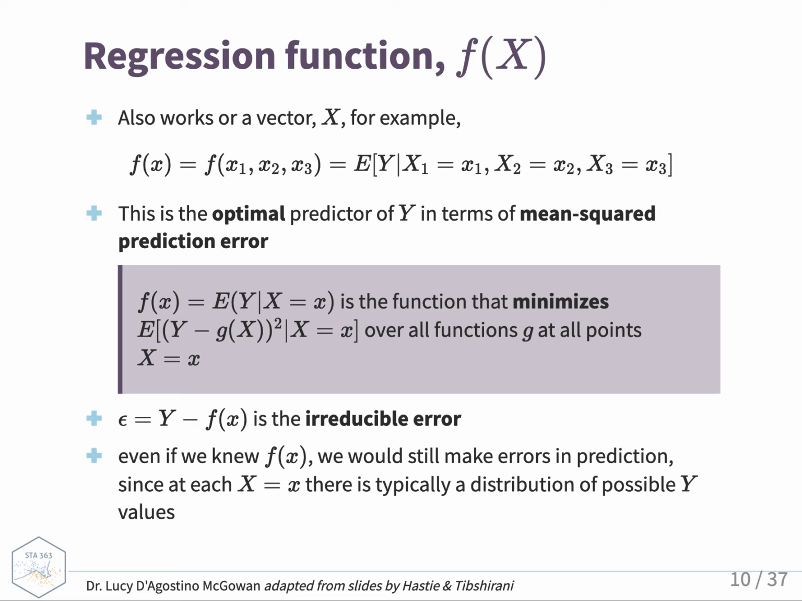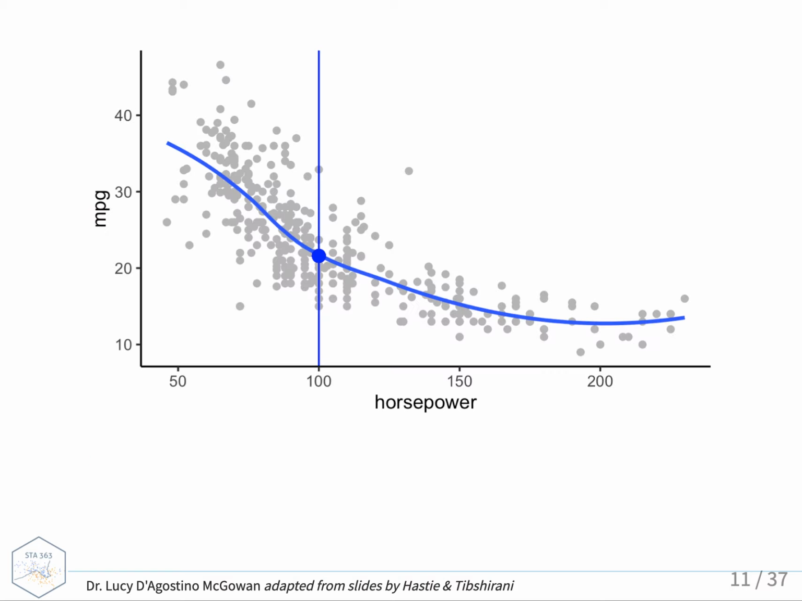And so the epsilon that we talked about before, that is y minus f of x, is called the irreducible error. Even if we knew f of x, we would still make errors in prediction, since each x is typically a distribution of possible y values. So it is important to know that there's this irreducible error, this epsilon, that even if we perfectly knew f, we would still end up with.